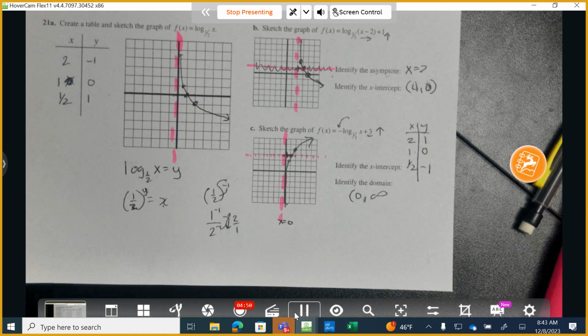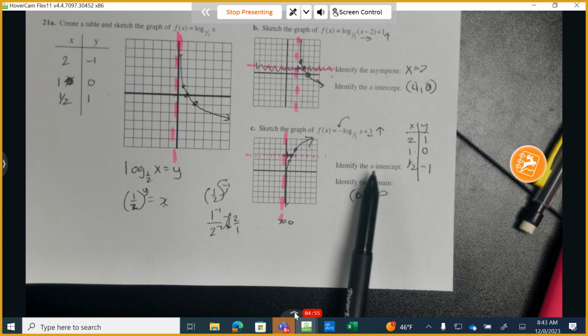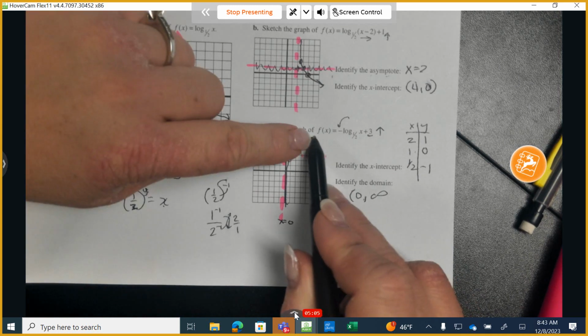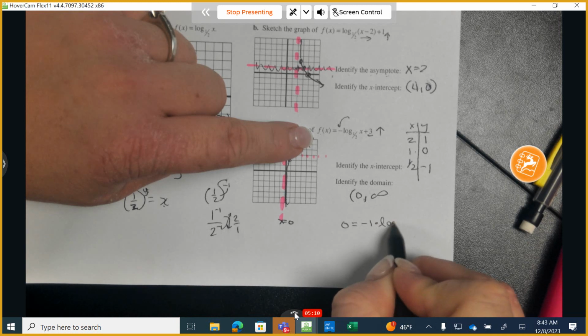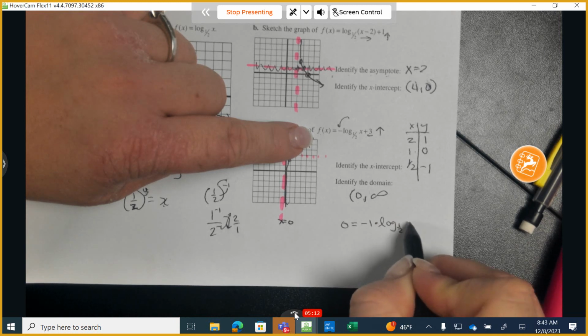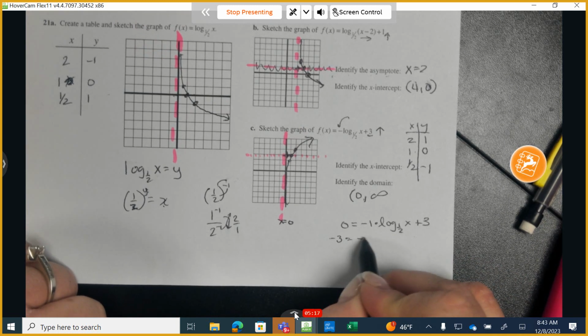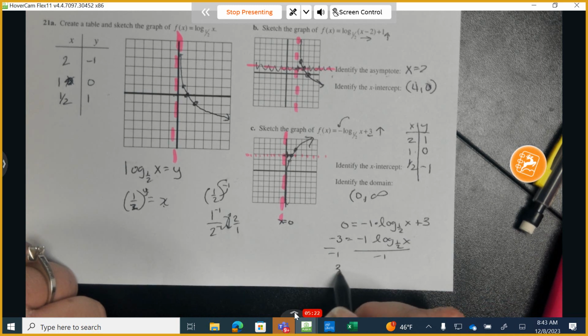So I forgot to figure out, and I did have a student that asked me, what is the x-intercept? When I know the x-intercept, y is always equal to 0. So I'm going to come back to this function. I'm going to plug in 0 for y. I have negative 1 times the log of 1/2 x plus 3. I'm going to subtract 3 to the other side. I'm going to divide by negative 1, and I get 3 equals log base 1/2 of x.